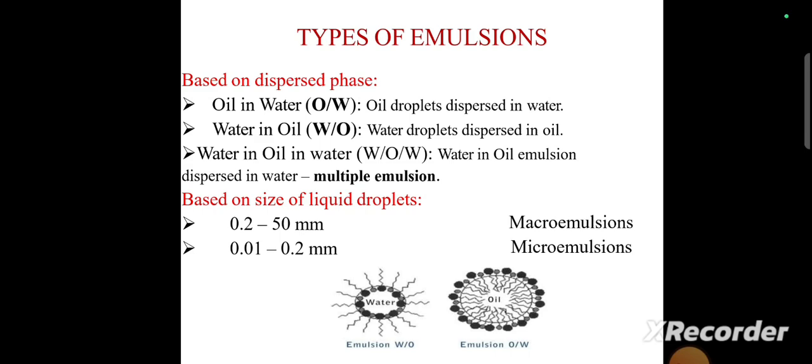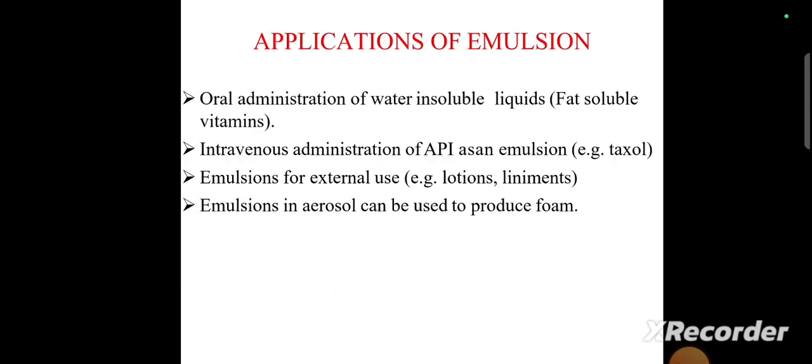Sizes of liquid droplets, how do they differ? Two types: macro emulsion and micro emulsion. The macro emulsion size is 0.2 to 50 micrometers, and micro emulsions are 0.01 to 0.2 micrometers. Applications of emulsion, meaning routes of administration of emulsions.